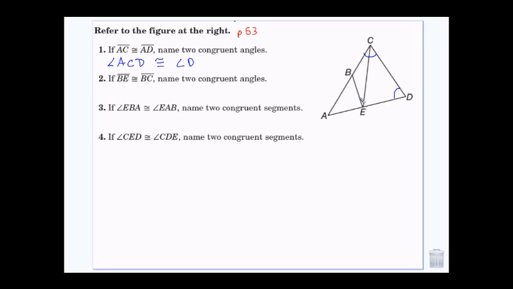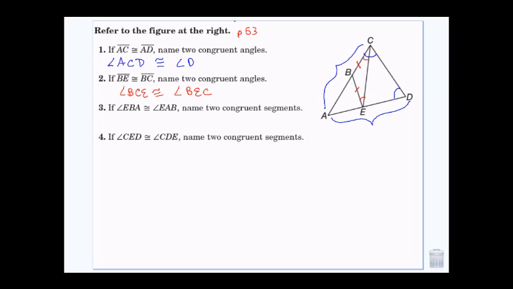If BE is the same as BC, here, so we had AC and AD congruent for problem 1. So I'll do problem 2 in red. BE is congruent to BC. So angle BCE is congruent to angle BEC. That one is congruent to that one.